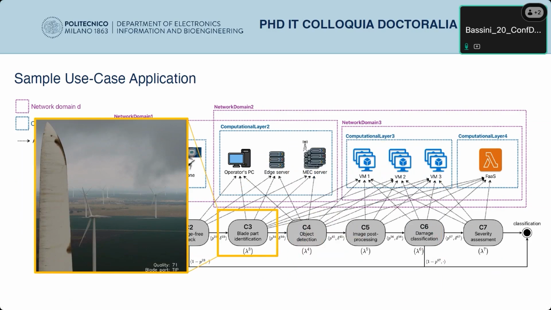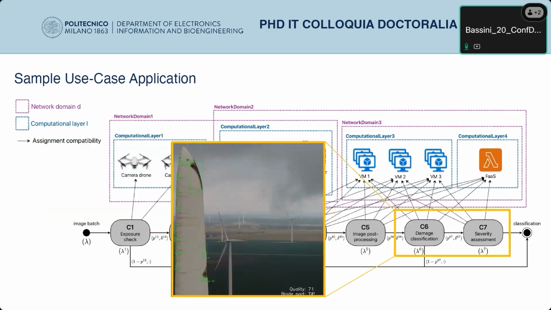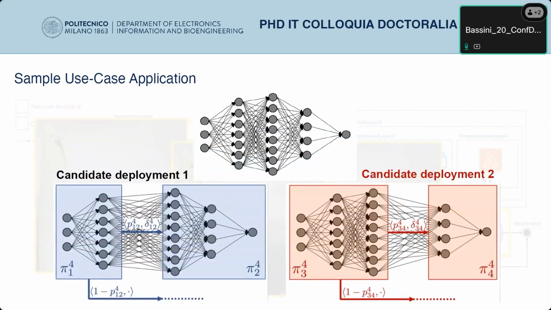The intermediate components perform blade part identification and general object detection tasks and can be performed either in the edge or offloaded to the cloud. And finally, the last components, which perform the most complex tasks, need the power of cloud resources. In general, we can also consider that AI application components are themselves deep neural networks that can be partitioned to facilitate the offloading. So an optimization framework needs to select not only the best resource at each computational layer and map the components to the selected devices, but also identify the best neural network deployment.